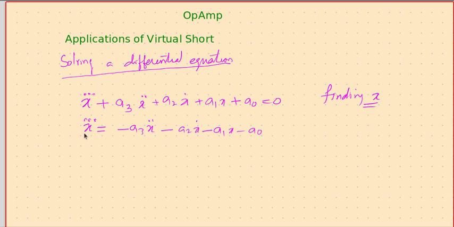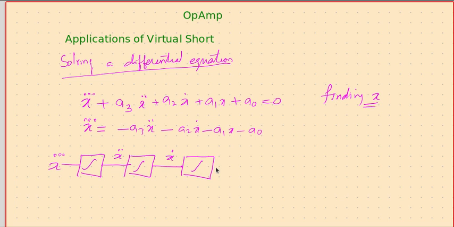What next? Let us assume that x triple dot is available with us. Let us integrate this, and we get x double dot. Integrate this, and we get x dot. Integrate this again, and it is going to give us x. So what all were we requiring? x double dot was required, x dot was required, x was required. So we have all the three available.